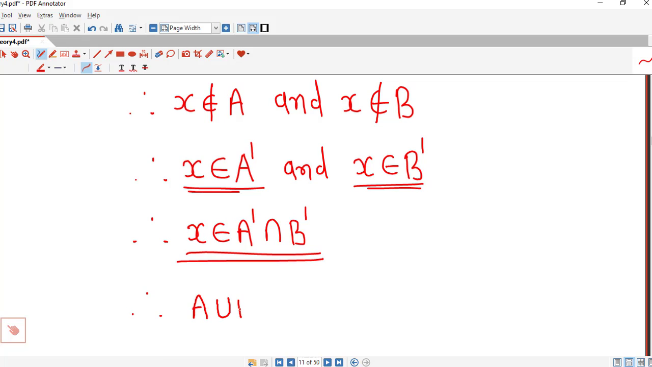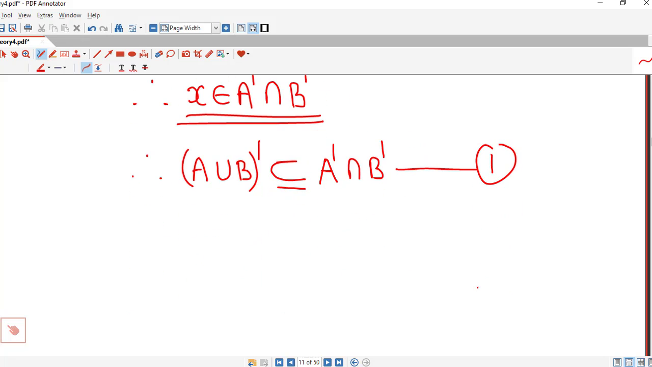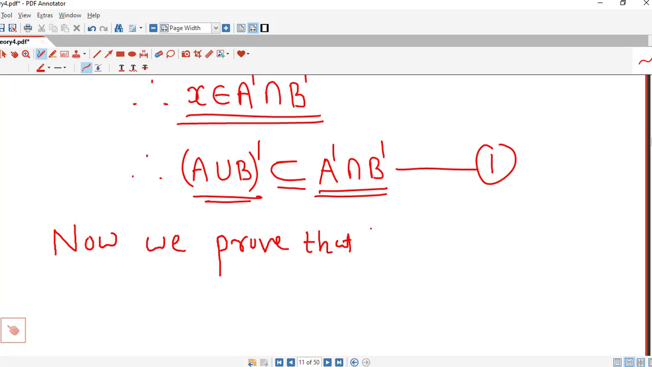Therefore we have shown that complement of A union B is a subset of the intersection of complement of A and complement of B. Now conversely we show that this set is also a subset of this set. So now we prove that A dash intersection B dash, there is no need of bracket here, is a subset of complement of A union B.